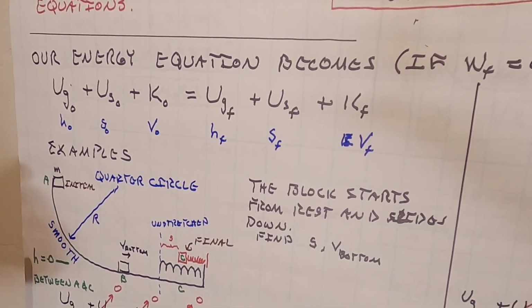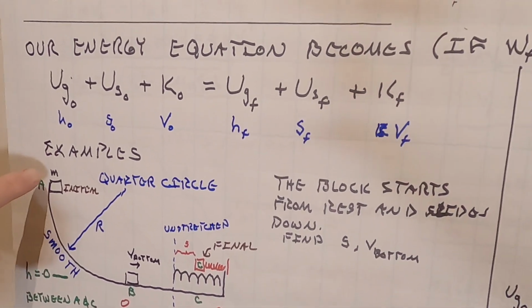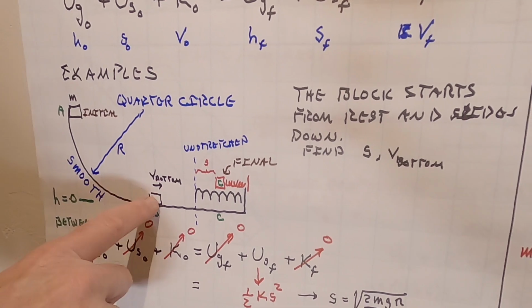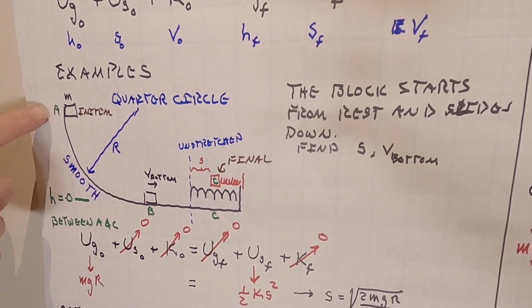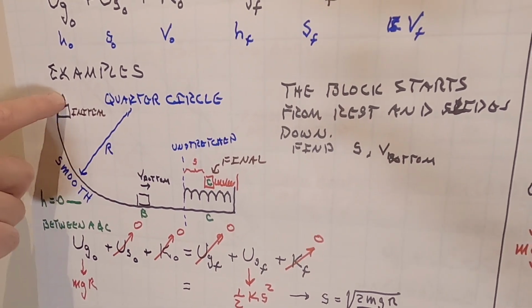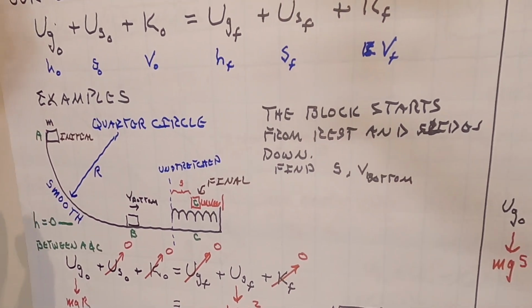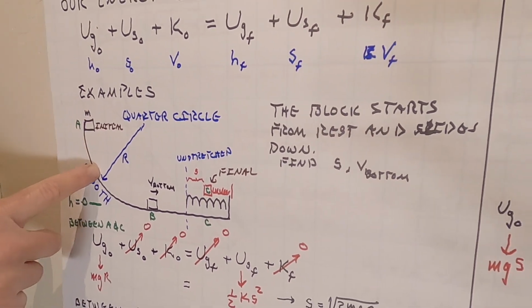So let's just say, here's an example. Suppose we have a block. This is a smooth surface. Remember, we don't want friction in here. We have a block sitting on this quarter circle. We start it from right here. We let it go. It slides down.